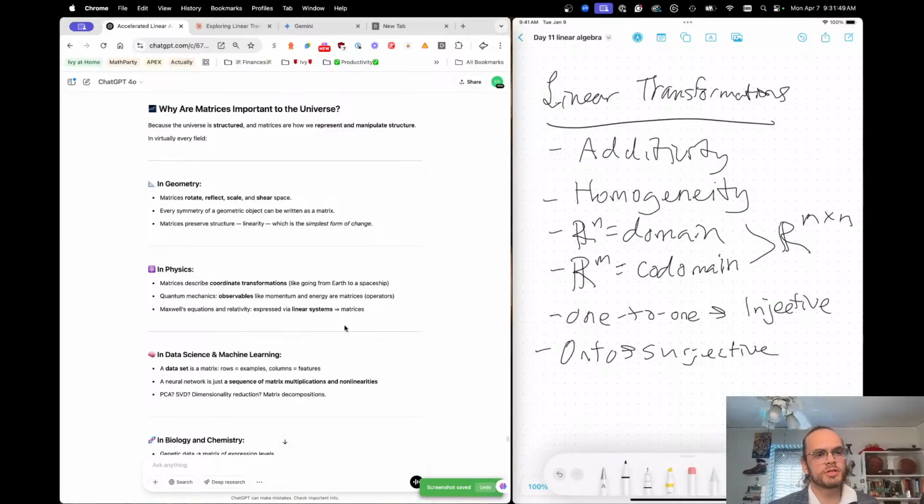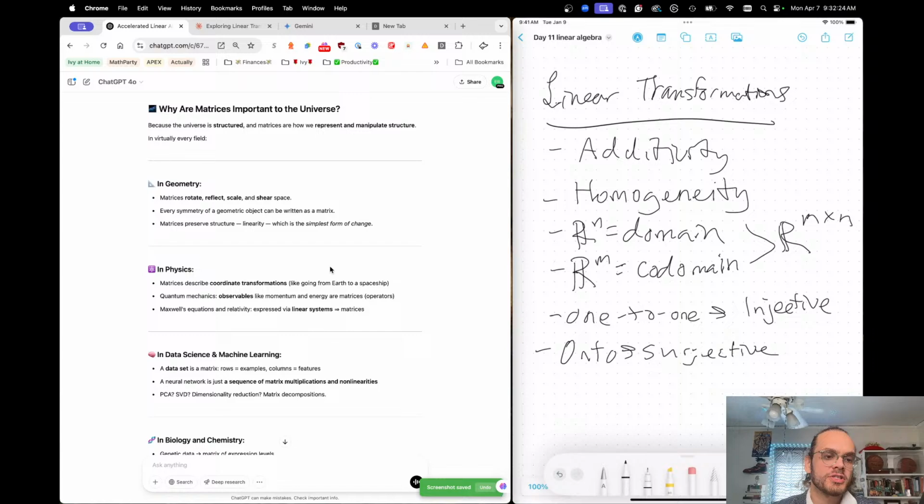Why are matrices important to the universe? Because the universe is structured, and matrices are how we represent and manipulate structure in virtually every field. Matrices rotate, reflect, scale, and shear space. I know what shearing space is. Every symmetry of a geometric object can be written as a matrix. Matrices preserve structure, linearity, which is the simplest form of change. There's a lot here. I'm screenshotting so much of this because it's conceptually rich. Matrices describe coordinate transformations, like going from Earth to a spaceship. Yeah, okay, that makes sense.